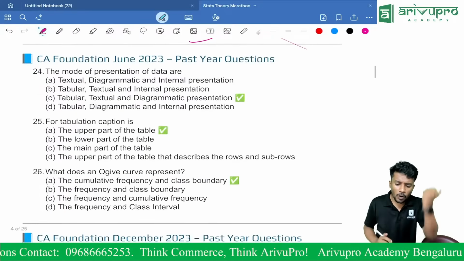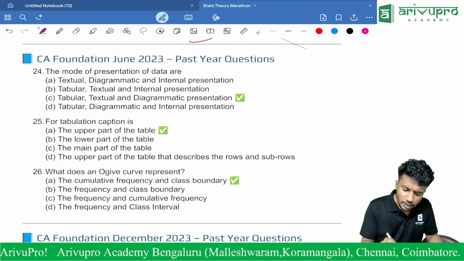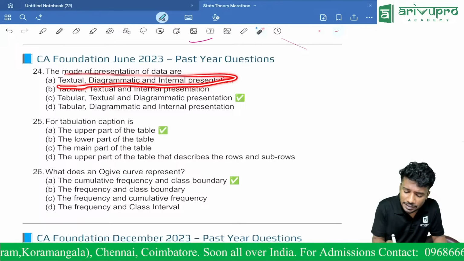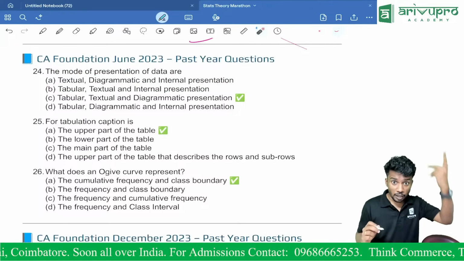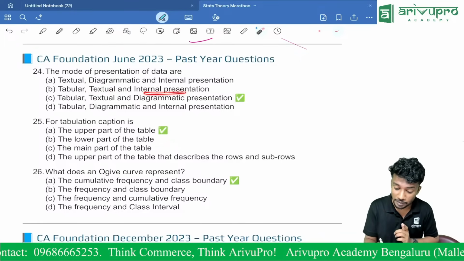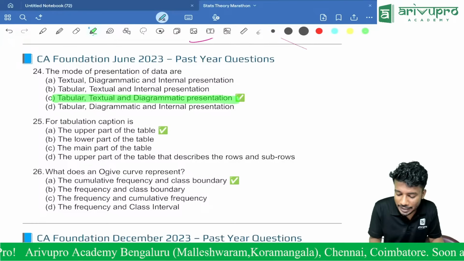Then, the modes of presentation of data are which ones? Look at option A: textual, diagrammatic and internal presentation. Internal presentation, have you heard about that? No. Tabular, textual and internal presentation? Have you heard about internal presentation? No. Tabular, textual and diagrammatic presentation.